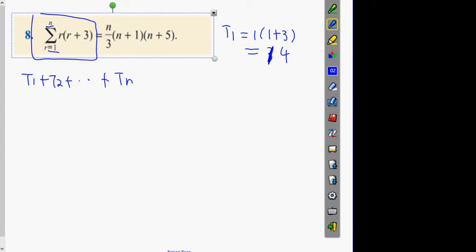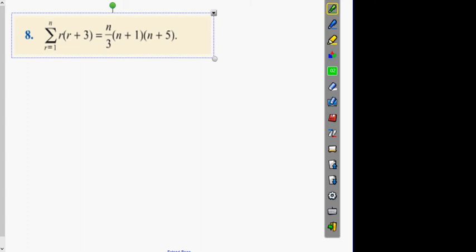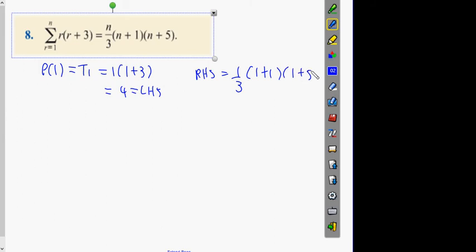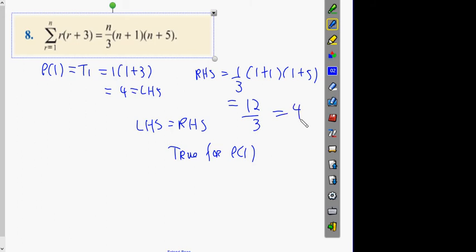Now, guys, what else we're looking at here is this box here. This box here represents what, can anybody tell me? The formula for Sn. Okay? So that's what we have there at the moment. Now, what we're going to do is prove for P1. So the proof for P1 is equal to T1. Do you agree with that? T1 is 1 into 1 plus 3. T1 equals 4. That equals the left hand side. The right hand side will equal 1 over 3 into 1 plus 1 into 1 plus 5. That also equals 12. LHS equals RHS, true for P1. Everybody happy with that? 4 equals 4.